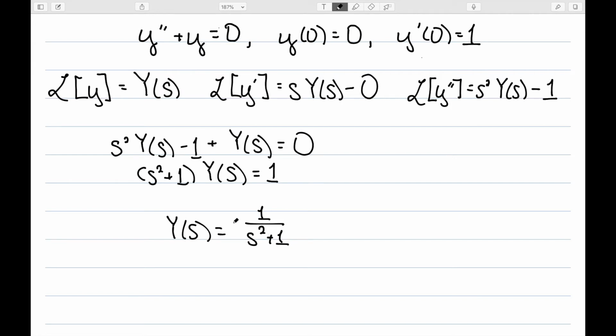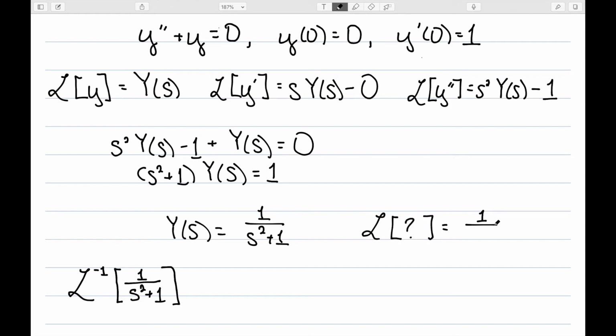So now I have a solution in terms of s, but we need one in terms of t. We originally took the Laplace transform, so now we need to do this inverse Laplace transform. So I want the inverse transform of 1 over s squared plus 1. And essentially what this means is: the Laplace transform of what is equal to 1 over s squared plus 1?